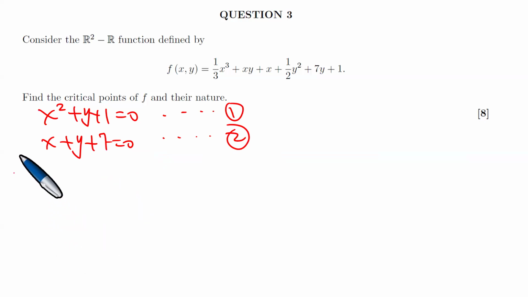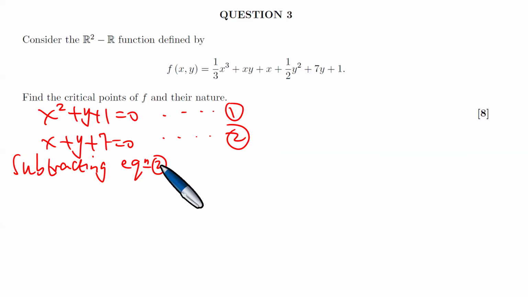Okay, now we continue. We perform some algebra, subtracting equation 2 from equation 1 gives.